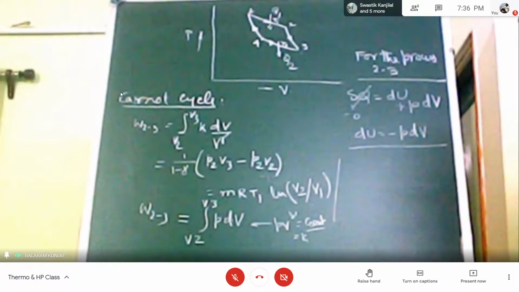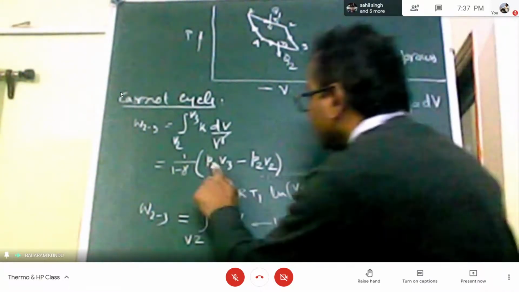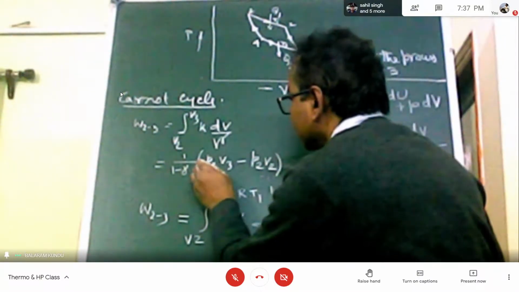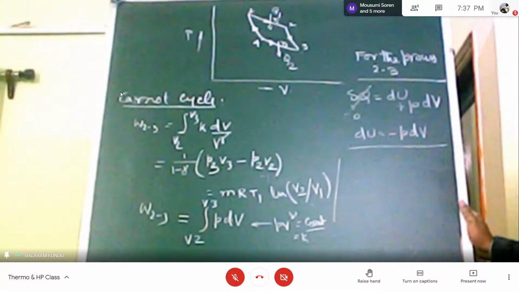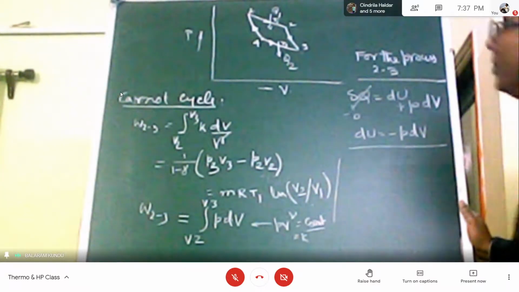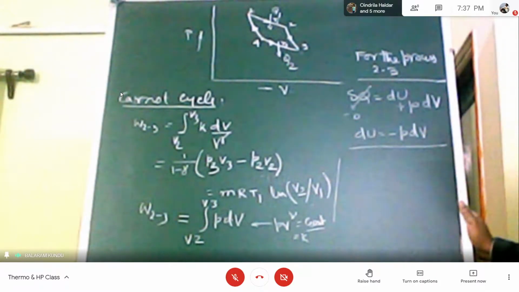So W2 to 3 is 1 by 1 minus gamma, P3 V3 minus P2 V2. Then it is possible to directly get the work developed during process 2 to 3. In process 2 to 3, there is no heat exchange.